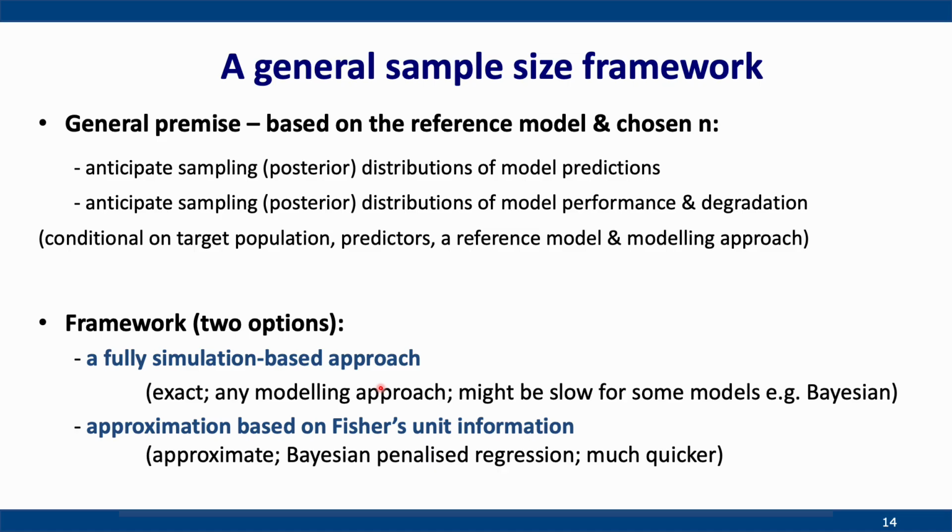Or we could use some approximations. And remember, I taught you already that pmsampsize uses an approximation already based on a closed form solution for one particular metric, which is the calibration slope or the shrinkage factor. Here, another one that we talk about in the paper is using Fisher's information matrix. So this is approximate. It's based on larger sample theory. We also talk about how you can combine that with some priors in a Bayesian context. So that really does speed up the Bayesian sample size calculations compared to the simulation-based approach, but it's approximate.